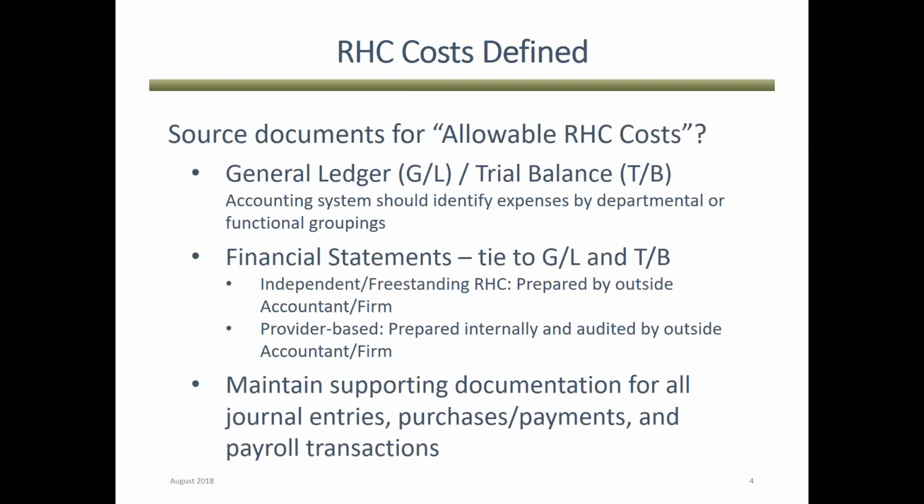The third point is very, very critical when it comes to supporting cost and their allowability for Medicare purposes and for your Medicaid programs. Maintain supporting documentation for all journal entries, purchases and payments, and all payroll transactions. And that is readily available if, upon audit or review, you are required to provide the documentation for any amount reported on the cost report.